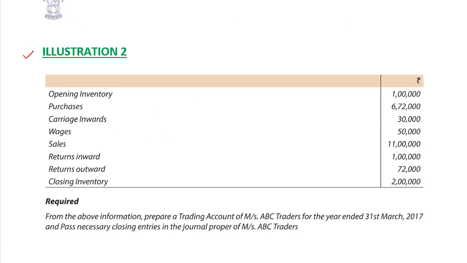Next question, question 2. Opening inventory is given, purchases is given, carriage inward is given, wages is given, sales is given, return inward. Return inward is sales return. Return outward is purchase return, and closing inventory is given. From the above information, prepare a trading account of Messrs ABC for the year ended 31st March 2017 and pass necessary closing entries in the journal proper of Messrs ABC Traders.